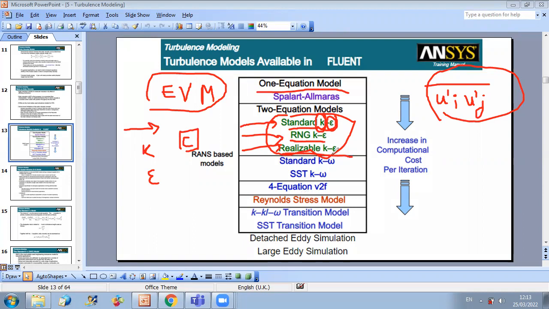We'll also talk briefly about other models like SST K epsilon, standard K omega, and SST K omega. As we move down this chart, we have an increase of complexity in turbulence modeling, and then the computational time will increase. Of course, it's good to have better accuracy, but computational time is also very important, because any CFD simulation will take hours. If you are able to give an accurate result in a smaller time, then you will gain a lot of computational time and cost.